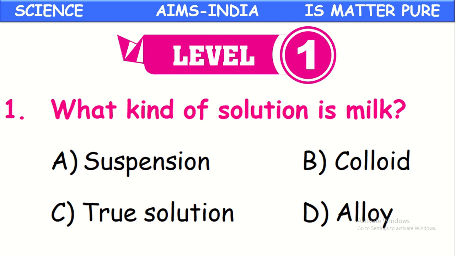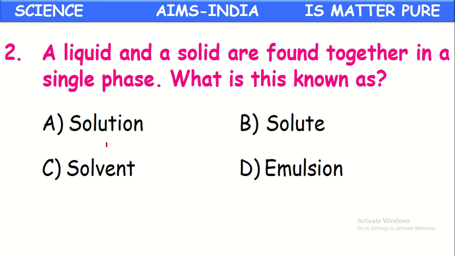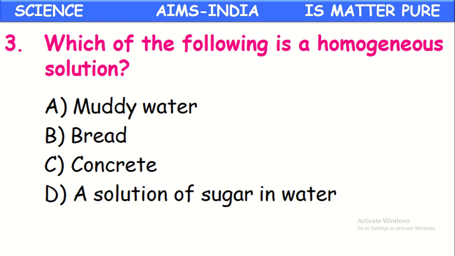First, let us go through the level 1 questions. See the first one. What kind of solution is milk? Milk is a suspension. A liquid and a solid are found together in a single phase. What is this known as? If a mixture contains solid and liquid, both existing in a single phase, then that mixture is called a solution.